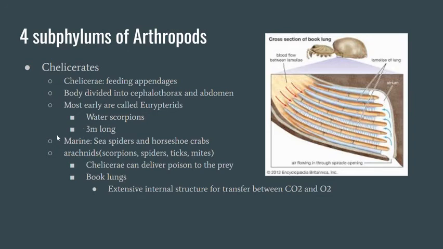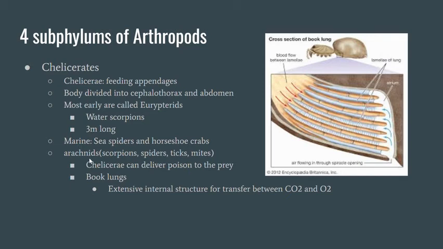Now the current ones that live in the sea. Another side note: a lot of these arthropods' ancestors did emerge from water. So the marine ones that are still around today are your sea spiders and horseshoe crabs. For those of y'all that are not familiar with what a sea spider looks like, they're kind of like a daddy longlegs, but much bigger.